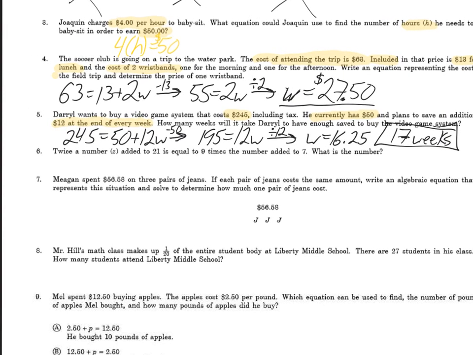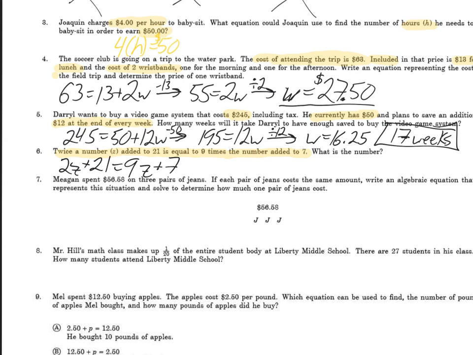Twice a number z added to 21 is equal to 9 times the number added to 7. So let's highlight that. We have 2 times z plus 21 equals 9 times z plus 7. So now, this is just another equation like what we did earlier today.